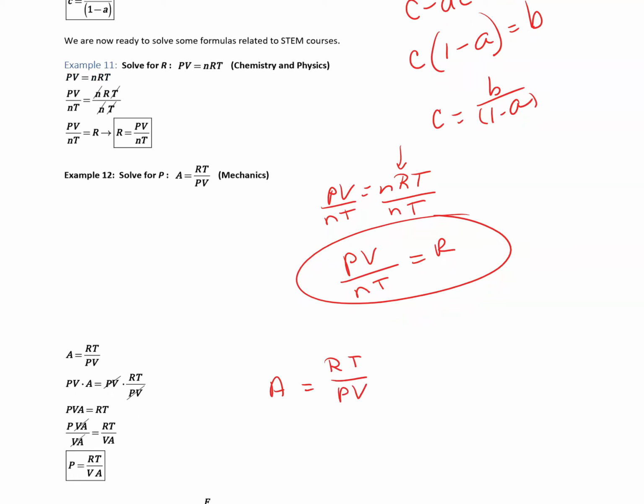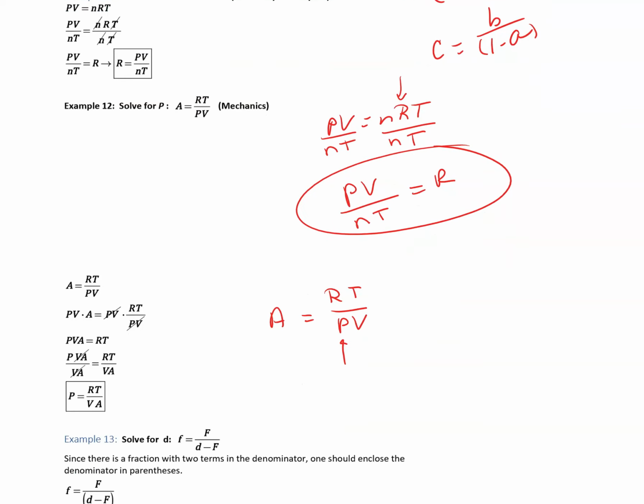This one I want to solve it for P. P is in the denominator. When it's in the denominator, the first thing to do is multiply both sides by PV. So that's going to move it over. And it will cancel on the right. So I'll get PVA is equal to RT. And I'm solving for P. So divide by VA. So I get P is equal to RT over VA.